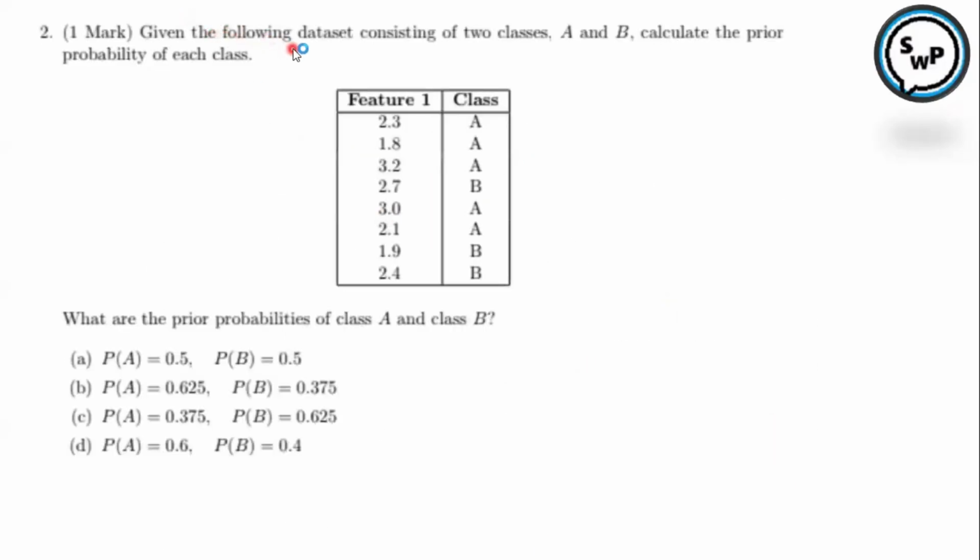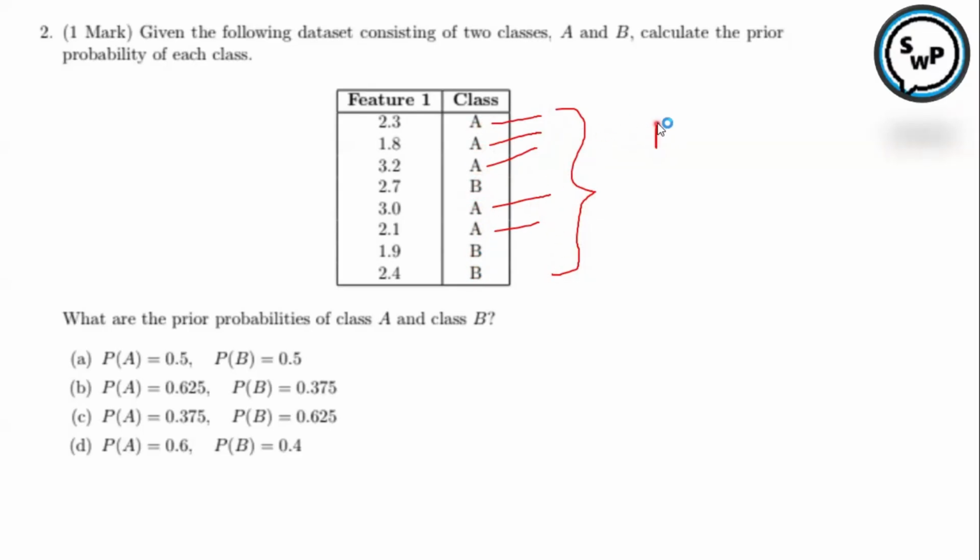So coming to question number 5. Given the following data set consisting of two classes, class A and class B, calculate the prior probability of each class. So these are the classes which are given, and this is the value which is given. Okay. Now we have to find out how many A classes there are. That is 1, 2, 3, 4, 5. Okay. And the total number of classes is 8. If we count that: 1, 2, 3, 4, 5, 6, 7, 8.